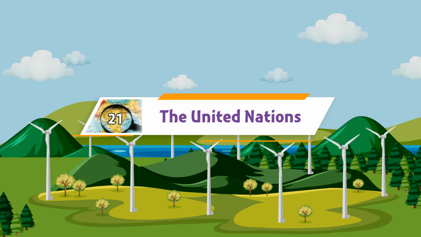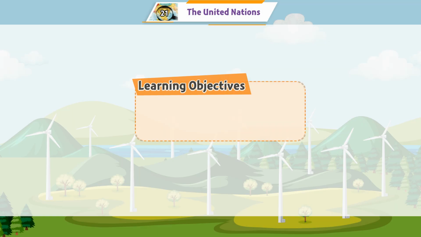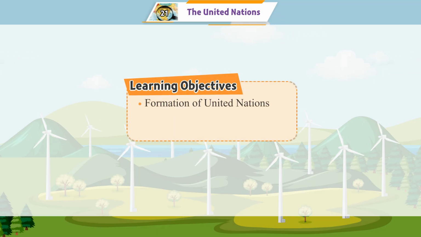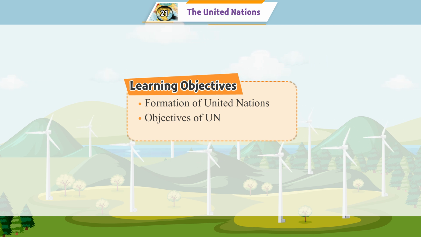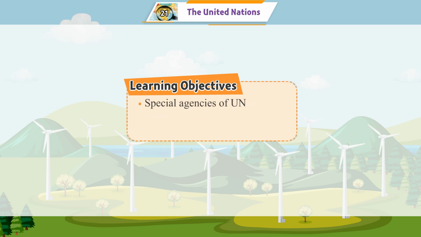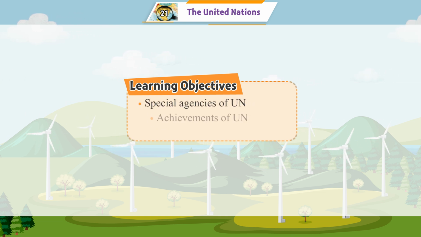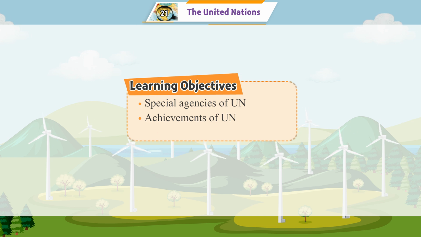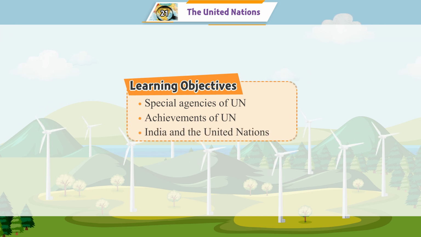Chapter 21. The United Nations. Learning Objectives. Formation of United Nations. Objectives of UN. Main organs of UN. Special agencies of UN. Achievements of UN. India and the United Nations.